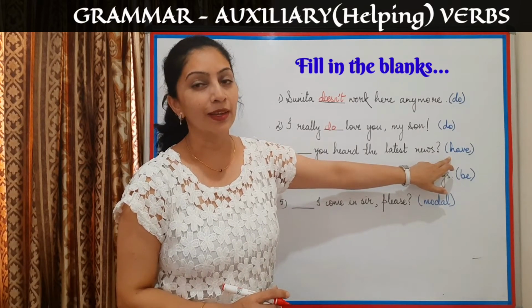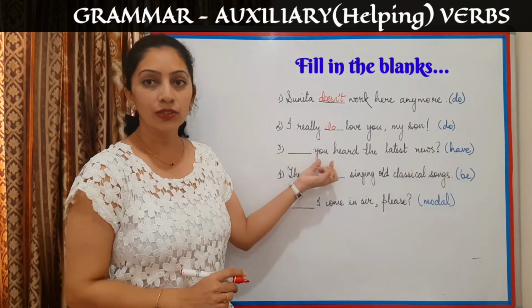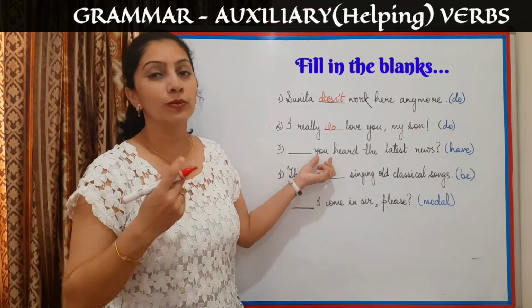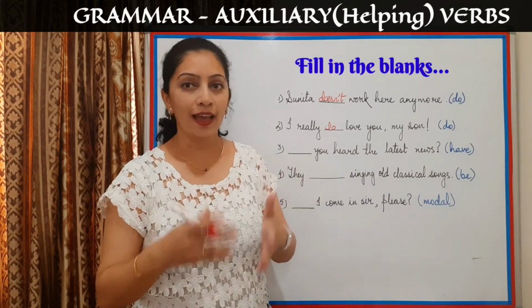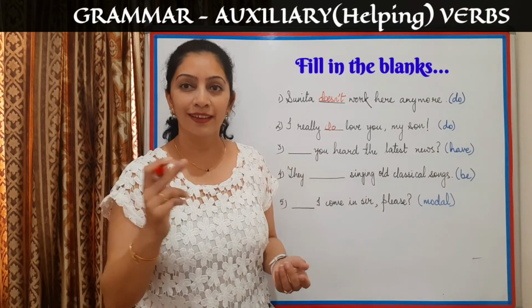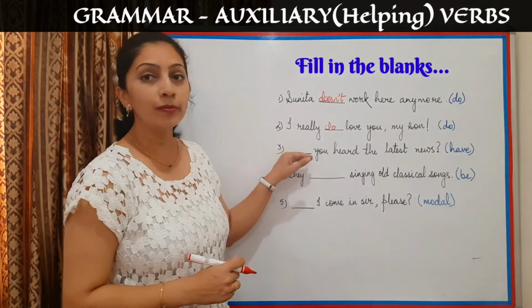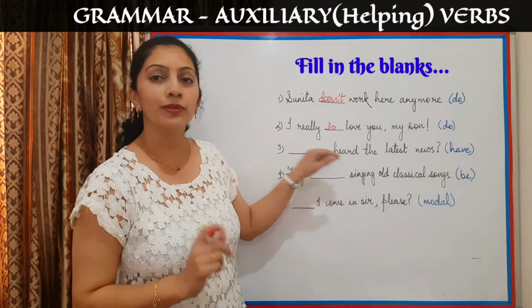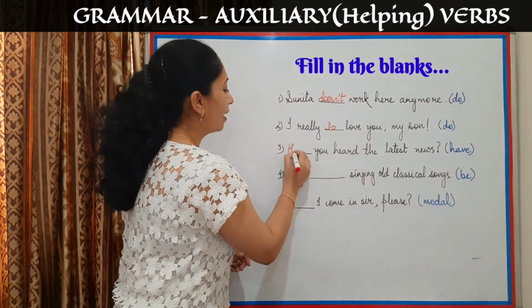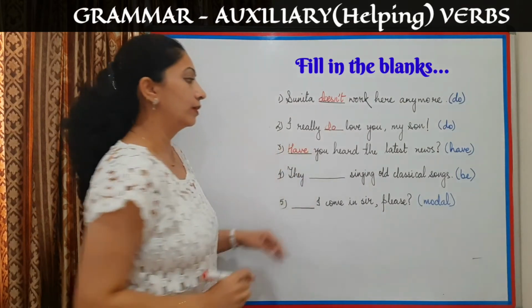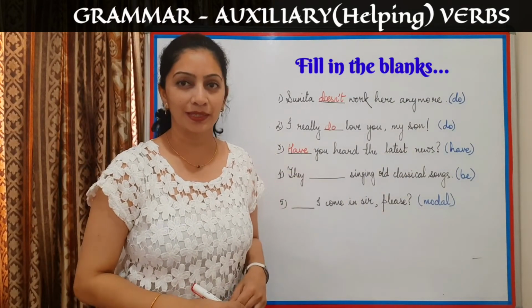Next, dash you heard the latest news, and the auxiliary verb is have. Okay, now what is the subject here? You is the subject. So with you, which form will I use of have? Has, have. Which one? Have, correct. It will never be has you. It will be have you. So I will write here have you heard the latest news.